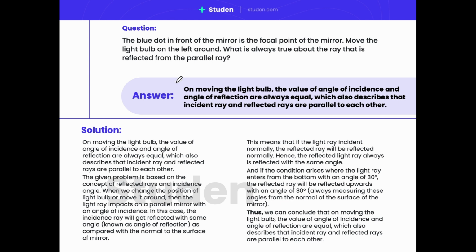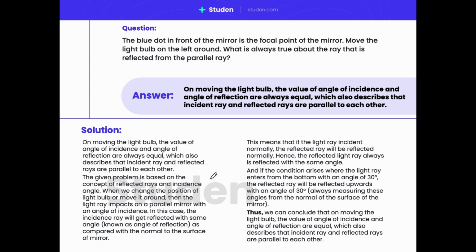When we change the position of the light bulb or move it around, then the light ray impacts the mirror with an angle of incidence, and in this case the incident ray will get reflected with the same angle, known as the angle of reflection, compared with the normal to the surface of the mirror.